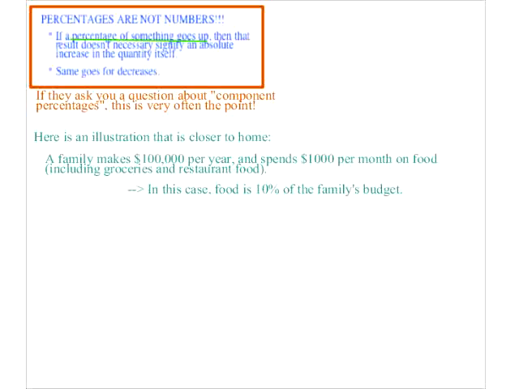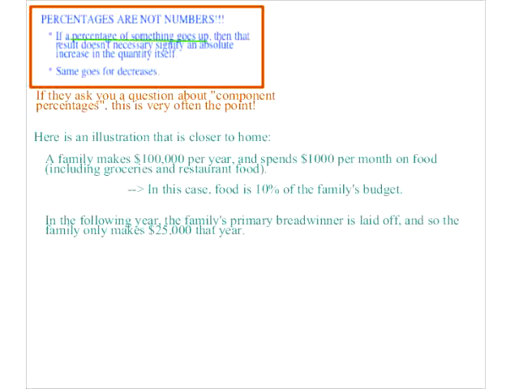On the other hand, now let's say in the following year, the family's primary breadwinner becomes unemployed, so laid off or whatever else, and so the family only makes $25,000 that year. So the family cuts back on its food spending, actually to 12%, because this is per month. So this is 12,000. This is 12,000 for the year. Sorry about that.